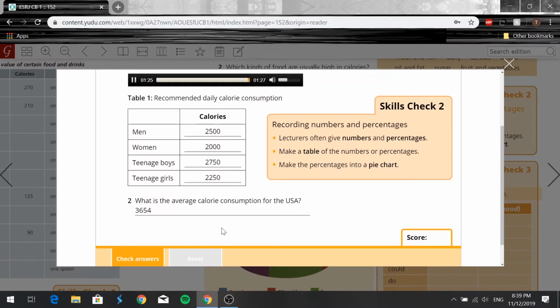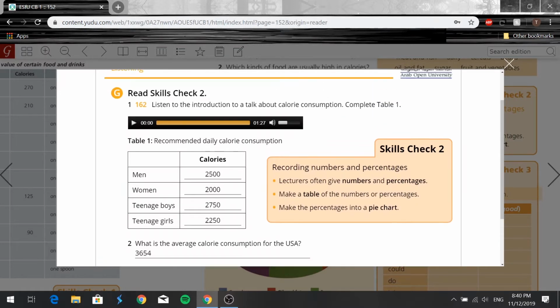Alright, so again for table 1, the recommended daily calorie consumption is 2,500 for men. For women, it's a little bit less at 2,000. For teenage boys, that number goes up, at around 2,750, and for teenage girls, it's around 2,250. And now, what is the average calorie consumption for the USA? People, on average, consume about 3,654 calories daily. Okay? So, that was the first part.